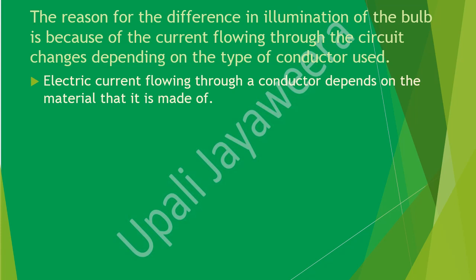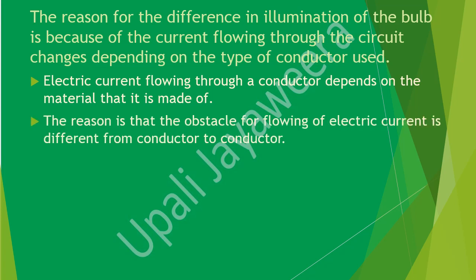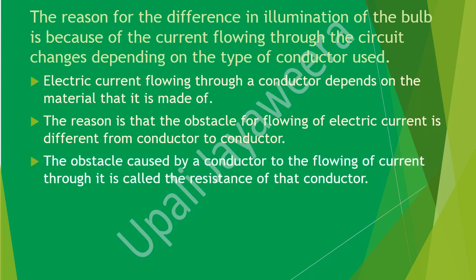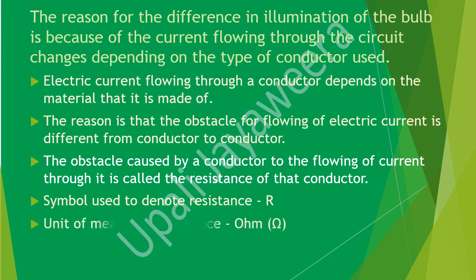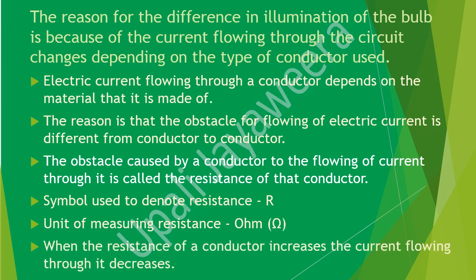Electric current flowing through a conductor depends on the material that it is made of. The reason is that the obstacle for flowing of electric current is different from conductor to conductor. The obstacle caused by a conductor to flowing of current through it is called the resistance of that conductor. Symbol of the resistance is capital R. Unit of measuring resistance is ohm. When the resistance of a conductor increases, the current flowing through it decreases.